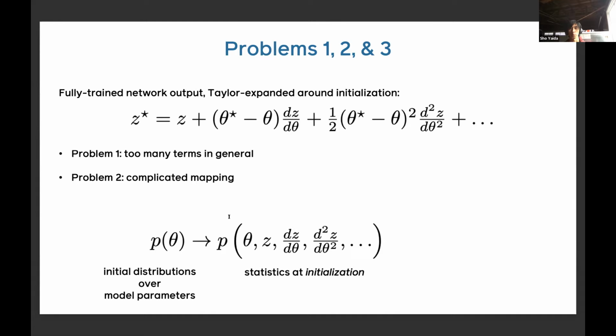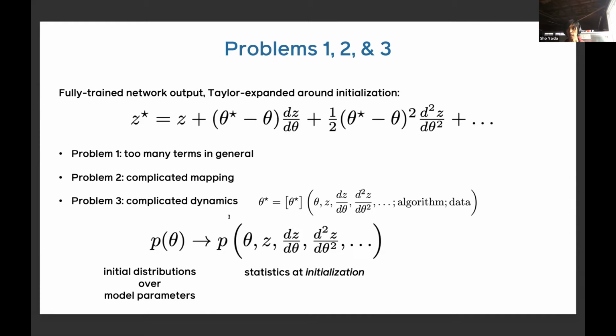And then problem three, on top of those things, you have to keep track of the complicated dynamics in the training. In principle, theta star, the model parameter after training, depends on everything: theta at initialization, network output at initialization, derivatives and higher derivatives, and also the algorithm and data. So that seems pretty hard.